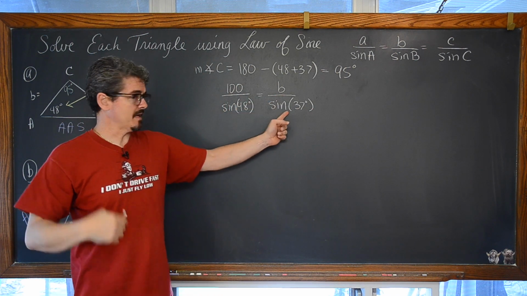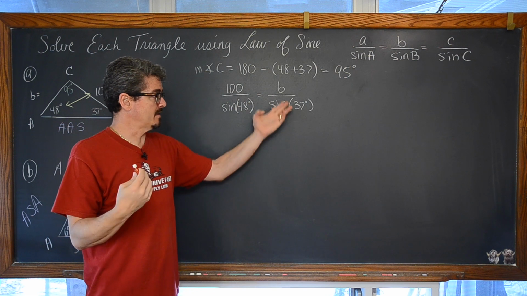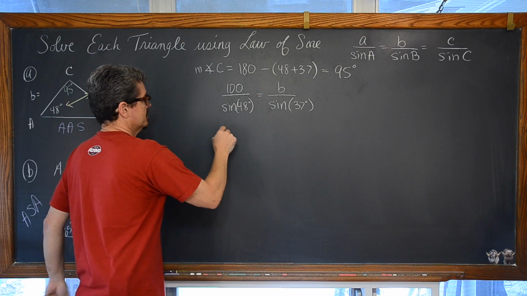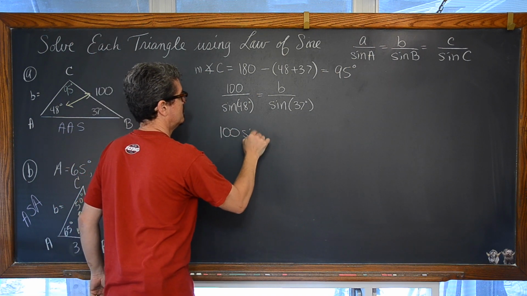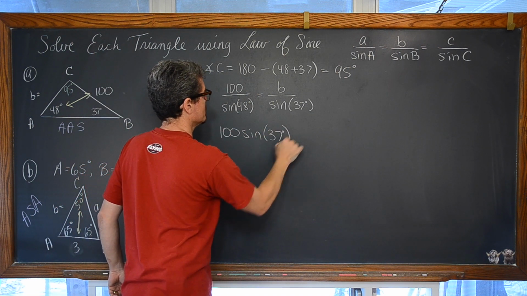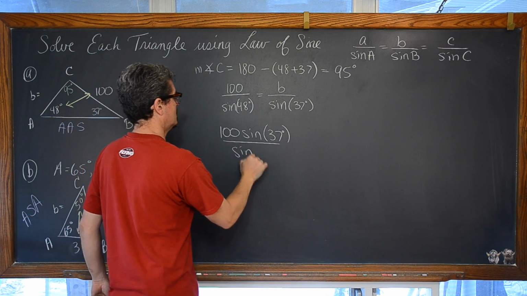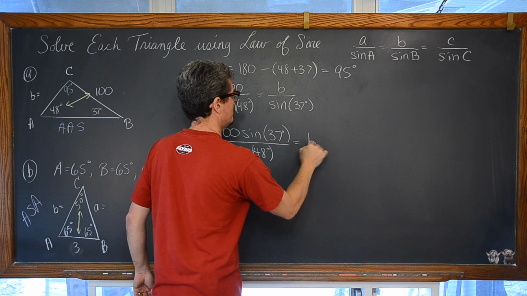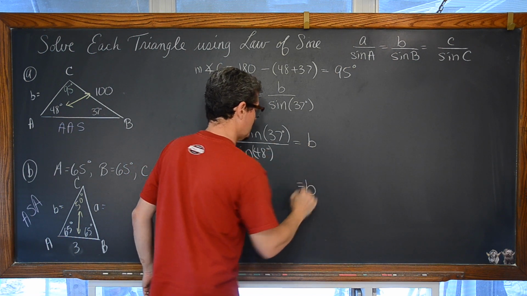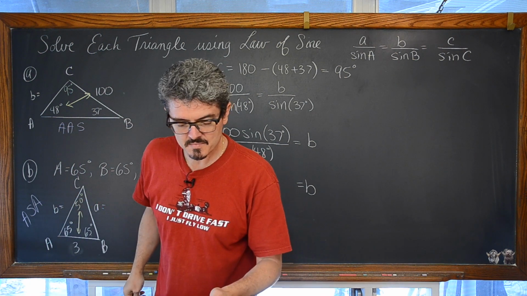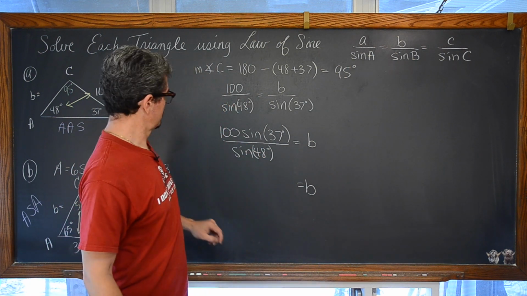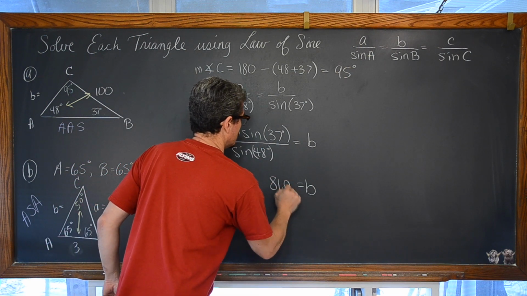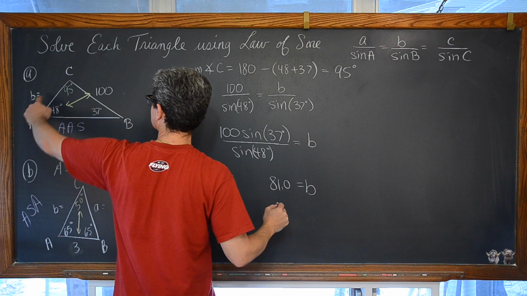B is being divided basically by a constant, whatever the sine of 37 degrees is. So we multiply both sides by that constant and get 100 times the sine of 37 degrees over the sine of 48 degrees is equal to B. And grabbing a calculator, that comes out to be 81 units, 81.0 units.